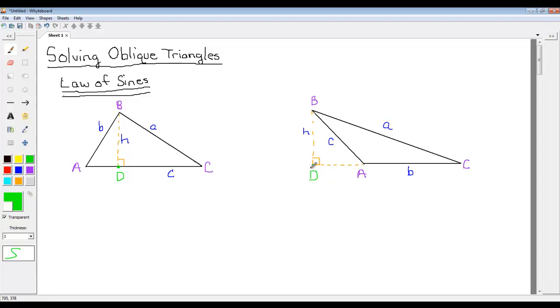Now, let's take a look at these triangles. The process is going to apply to both triangles. One of them is an acute triangle, the other is an obtuse triangle, but the process will be the same. In this situation right here, we've got two right triangles, and in this one, we have a right triangle right here. Either way, we have a right triangle ADB.